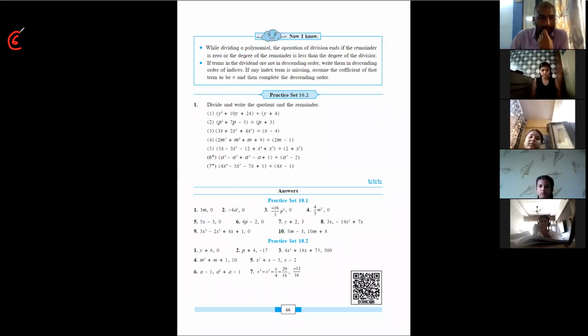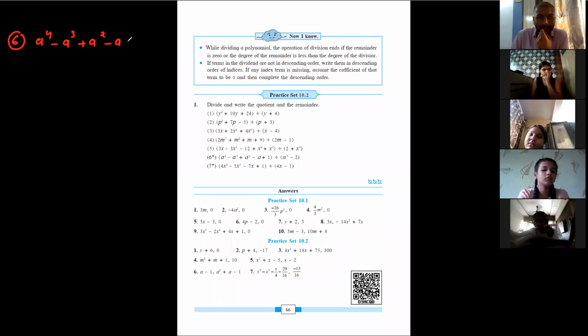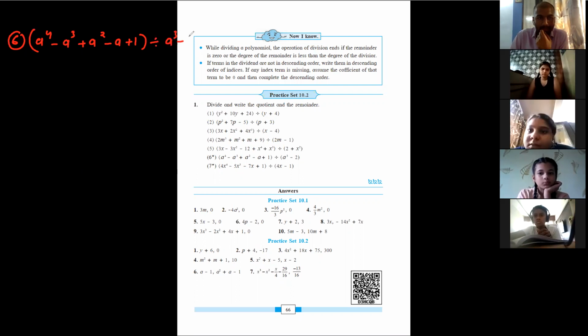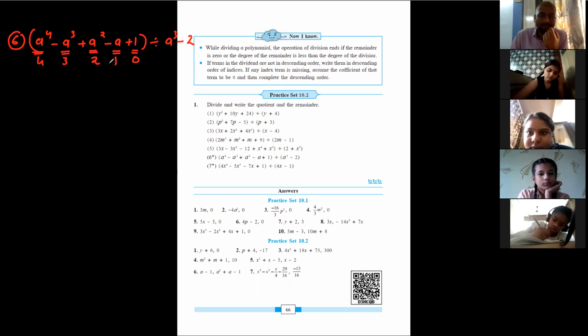Okay. Now in the sixth sum, here it is a raised to 4 minus a cube plus a square minus a plus 1. Okay. This number we have to divide by what? A cube minus 2. So here we'll check the degree. Here it is 4, here it is 3, here it is 2, here it is 1, and here it is 0. Okay, so it is properly arranged. So I'll just write a raised to 4, then a cube, then a square minus a plus 1.